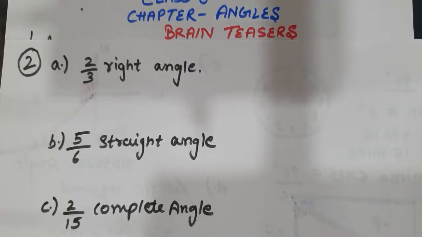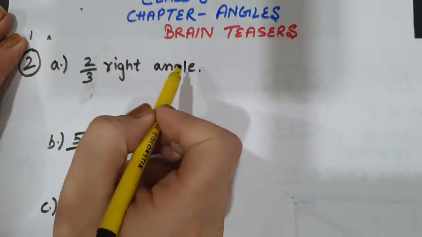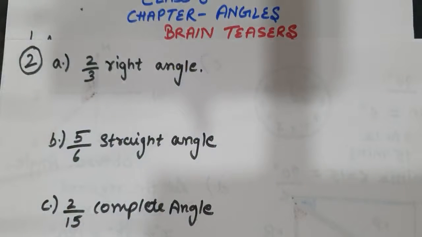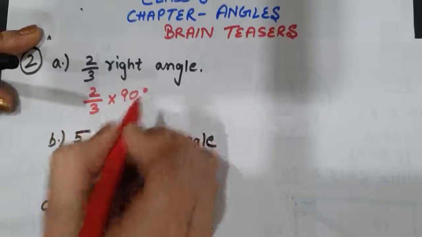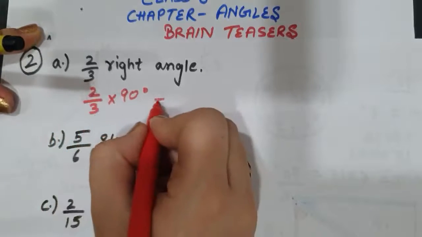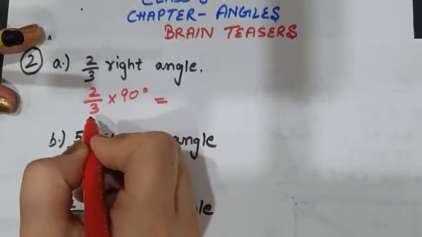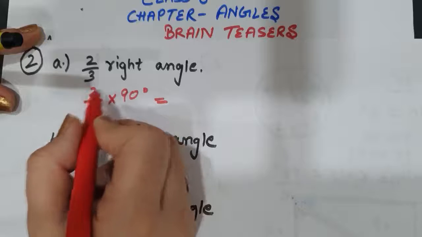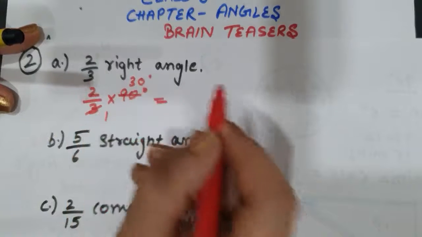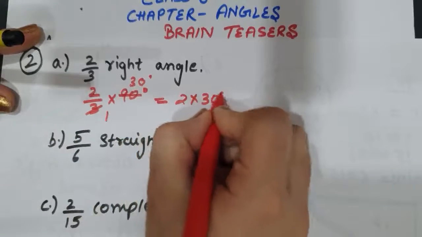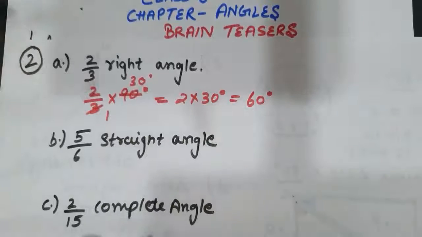Now let us move on to the next question. How many degrees are there in 2/3 of a right angle? How are we going to solve this question? 2/3 of a right angle means 2/3 of 90 degrees. I can do the cutting. The numerator can be cut with the denominator, but you cannot cut the numerator with the numerator. So 3 ones are 3, 3 thirties are 90, which gives you 2 multiplied by 30, which is equal to 60 degrees. So 2/3 of a right angle is equal to 60 degrees.